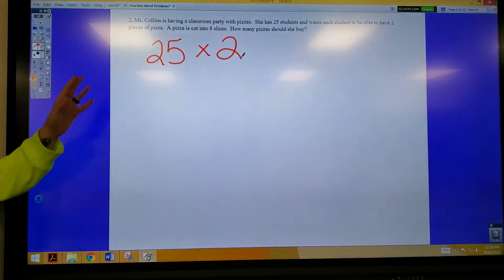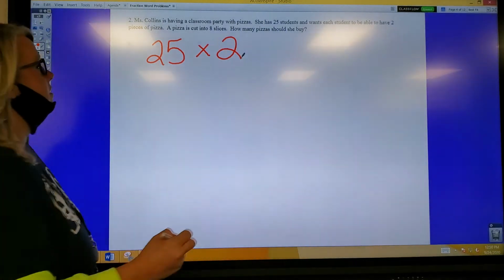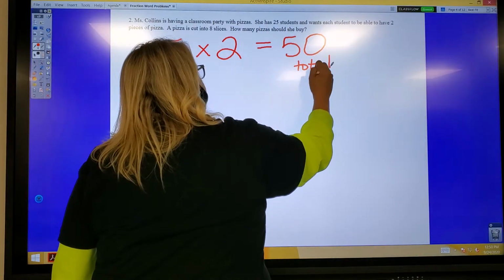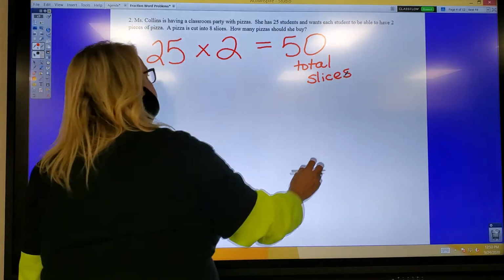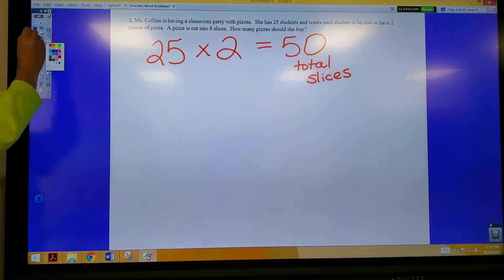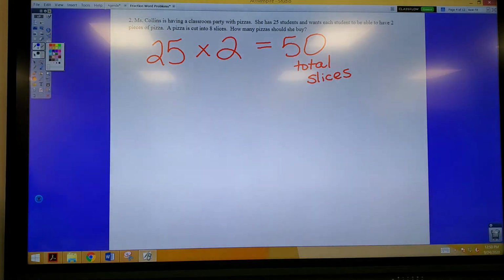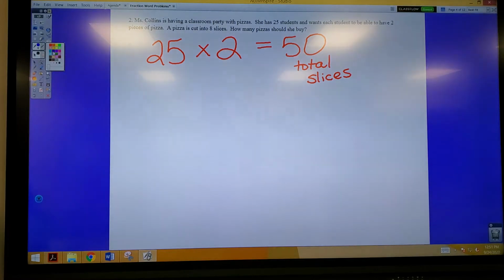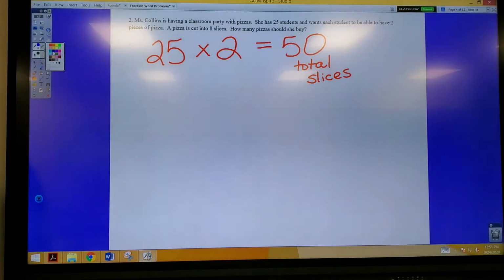So 25 students, 2 pieces each would give you 50. She needs 50 total slices. Now the next piece of information was that there are 8 slices in one pizza. So now what do I do? You divide it. Don't you divide it? Or no, I did 8 times. Okay, all right, so you played around with numbers until you found that.